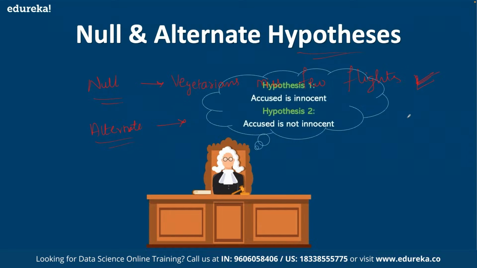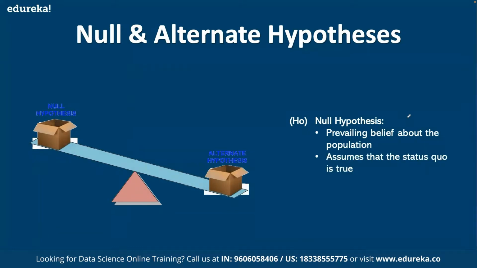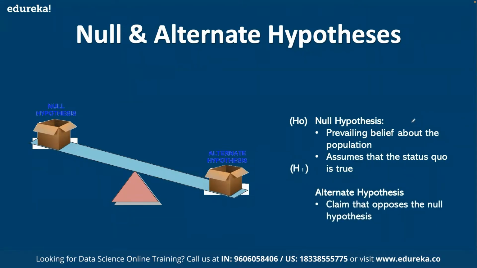Here is another example where hypothesis 1, which is my null hypothesis, says that the accused is innocent. The logically opposite statement is the alternate hypothesis, where the accused is not innocent. That is the overall idea about the null and alternate hypothesis. We represent the null hypothesis with the symbol H0. The null hypothesis refers to the existing belief about a population, so we assume that the status quo is actually true. That's our assumption. And we have something called H1. We represent the alternate hypothesis with H1. This is a logically opposite statement of my null hypothesis.